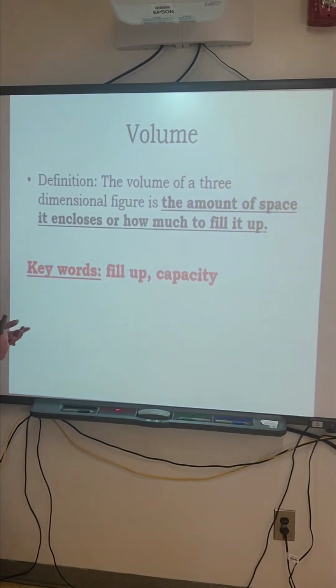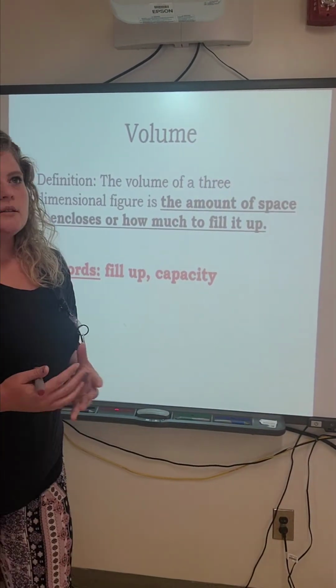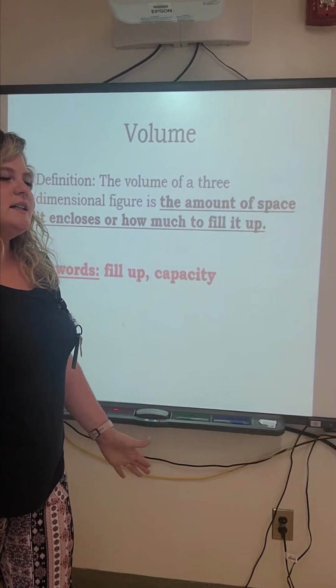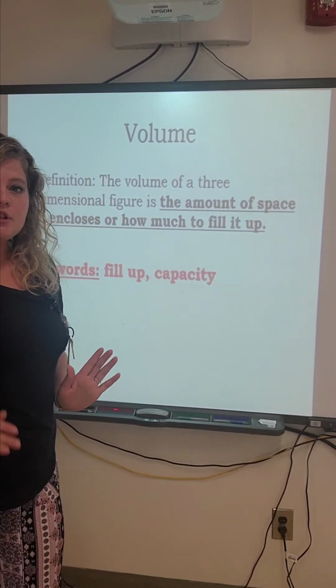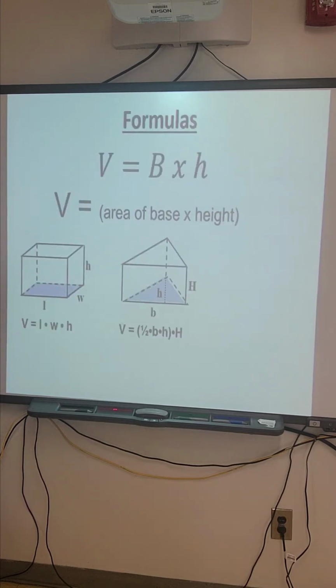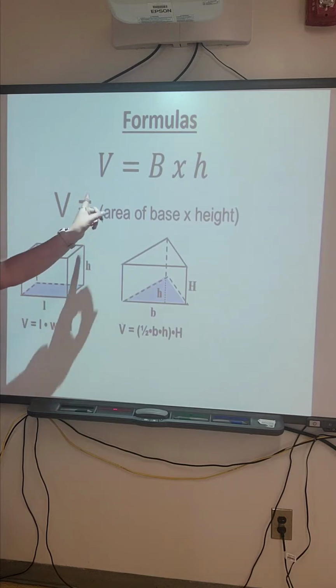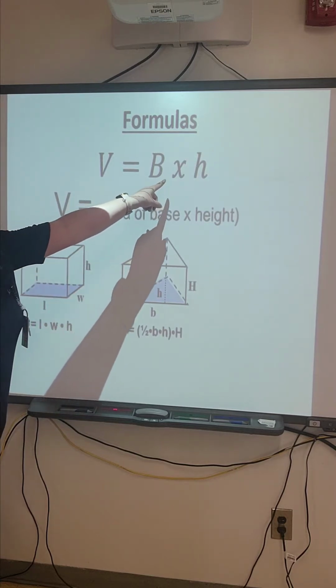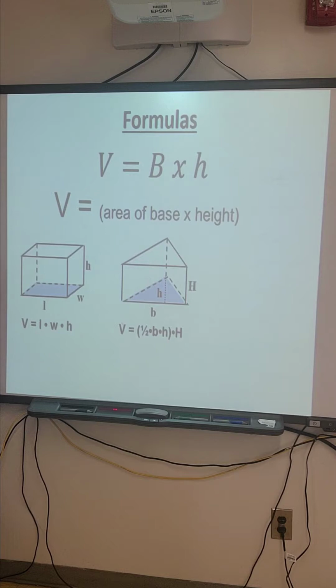So the volume is the amount of space that is in the inside of any kind of prism shape. The keywords that you use are going to be fill up or capacity. So we're going to be using volume whenever we fill up something. All right, so the formula that you use is volume equals base times height, so the area of the base times the height.